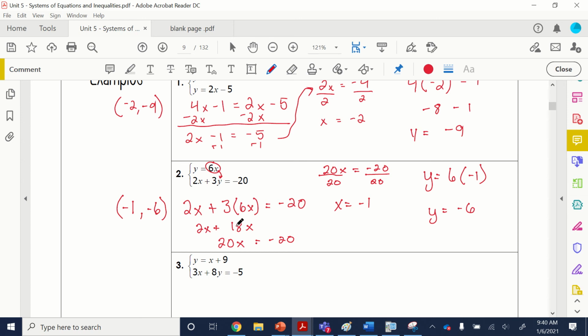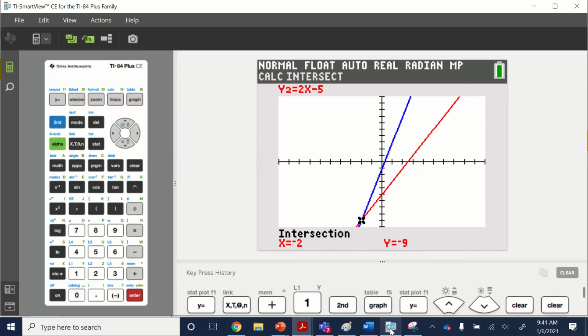Okay, but it's also important to know that I can also take this and convert it to a y-intercept equation. So I would have y equals negative 2/3 x minus 20 over 3, because negative 20 divided by 3. I can take those two equations and plug them in.